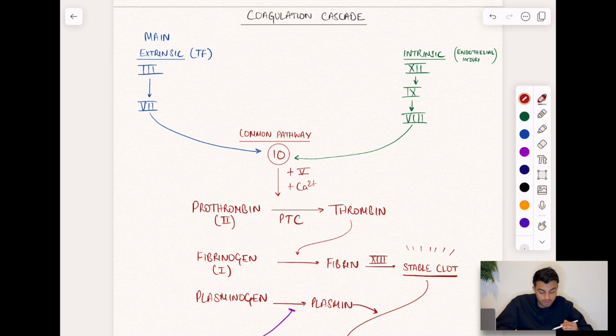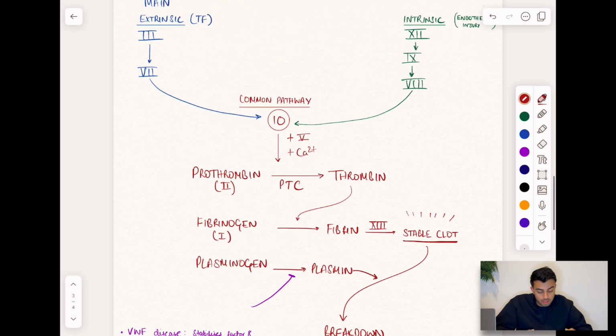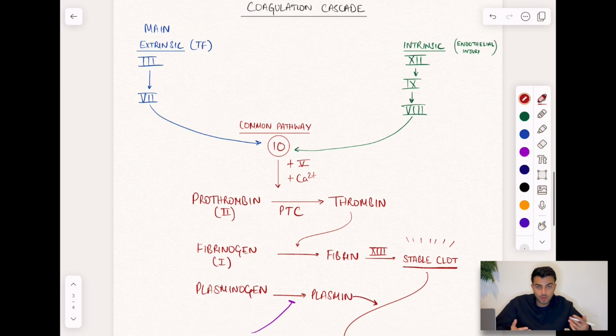It, along with factor 5 and calcium, goes to form a prothrombinase complex with prothrombin, which is also known as factor 2. It forms thrombin, which then converts fibrinogen, which is soluble, to fibrin, which is insoluble, and fibrin is stabilized to form a stable clot by the addition of factor 13. Okay? The stable clot is broken down when plasminogen is converted to plasmin, and plasmin acts on this clot to break it down. Now, let's go through a few things that affect the coagulation cascade.